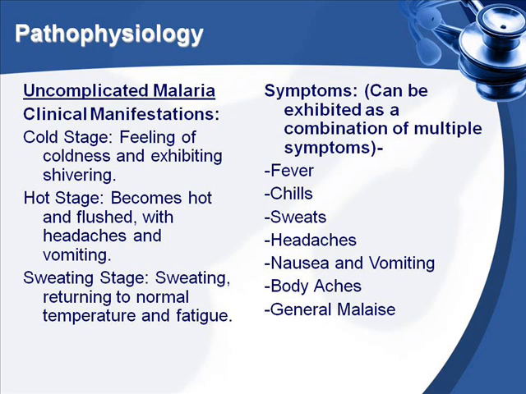Pathophysiology, uncomplicated malaria, clinical manifestations. Cold stage: feeling of coldness and exhibiting shivering. Hot stage: becomes hot and flushed with headaches and vomiting. Sweating stage: sweating, returning to normal temperature, and fatigue. Symptoms can be exhibited as a combination of multiple symptoms: fever, chills, sweats, headaches, nausea, vomiting, body aches, general malaise.